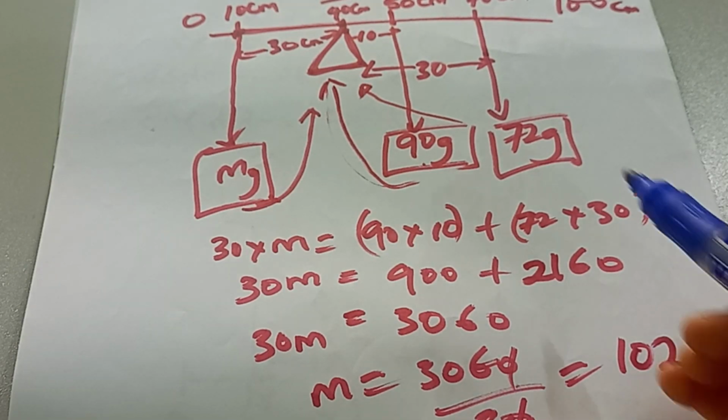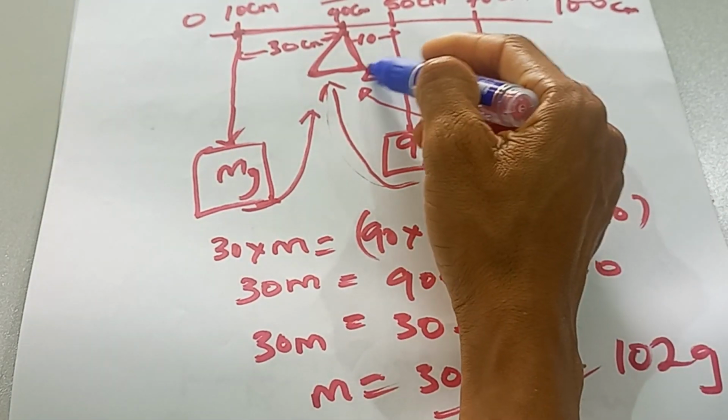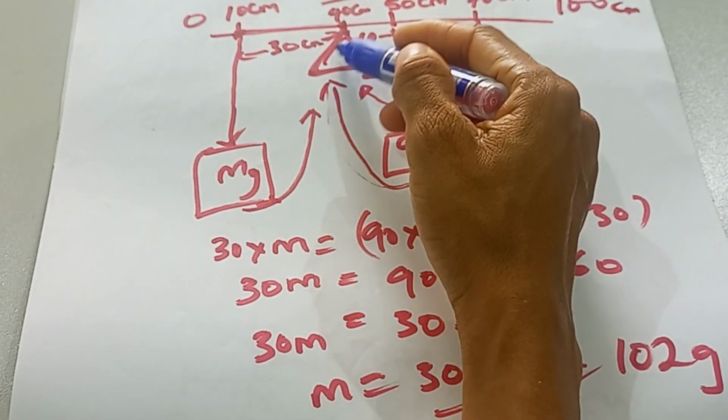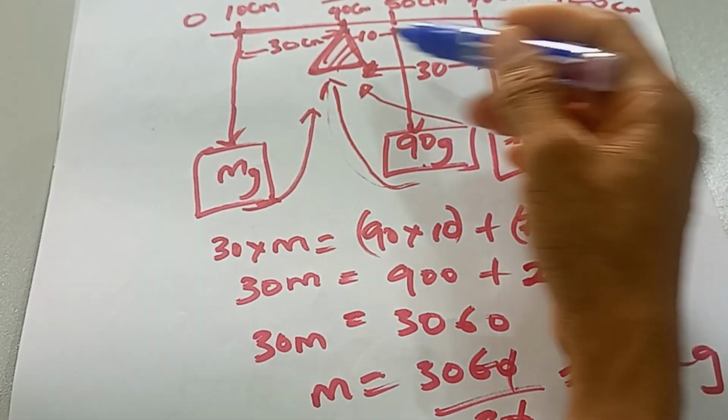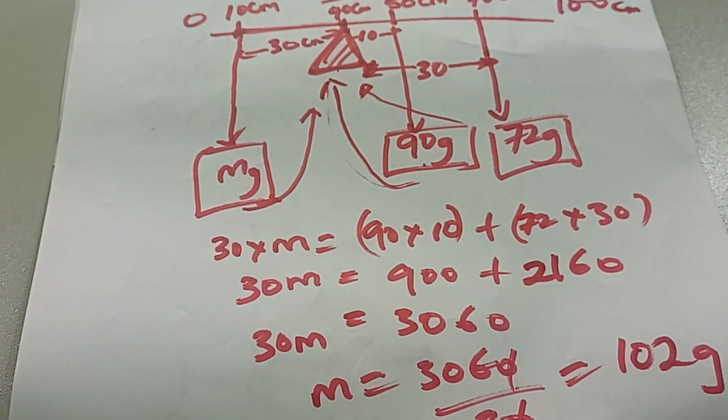Please remember to be careful with taking moment about this pivot. Once you get it, the product of force and distance, then we just use mass and distance. In some cases, like the first example where force is given, you use it.